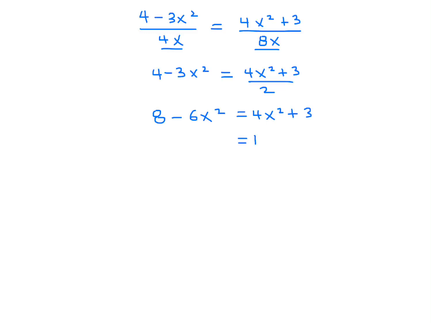Bring the 6x over, you get 10x squared. Bring the 3 over, you get 5. X squared is 5 over 10. And therefore x is equal to 1/2 the square root of that. Square root of a half.